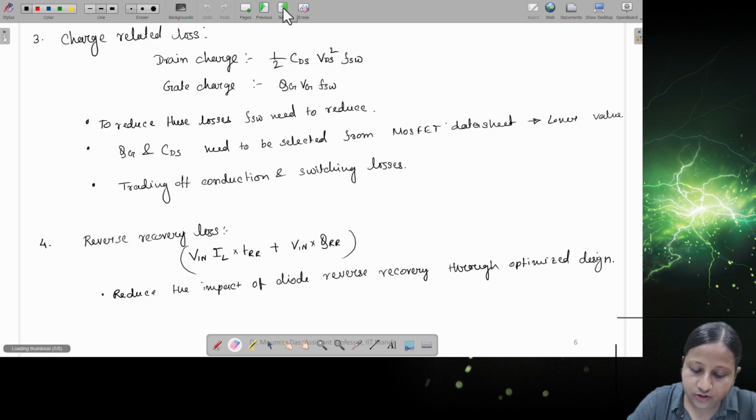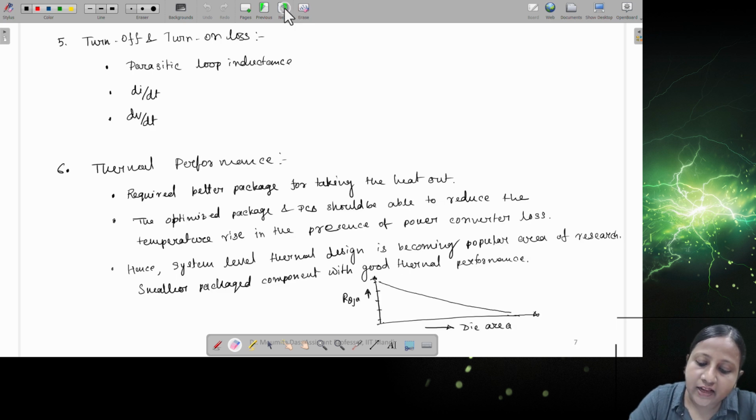Reduce the conduction loss, reduce the switching loss, reduce the charge related losses, which come under switching losses. So basically reduce switching and conduction losses, all the losses, reverse recovery losses, and the parasitic elements present in the system, and then improve the thermal performance of the system. This will allow us to go towards a high power density system. So if we go for this high power density system, these are the properties we have to consider.